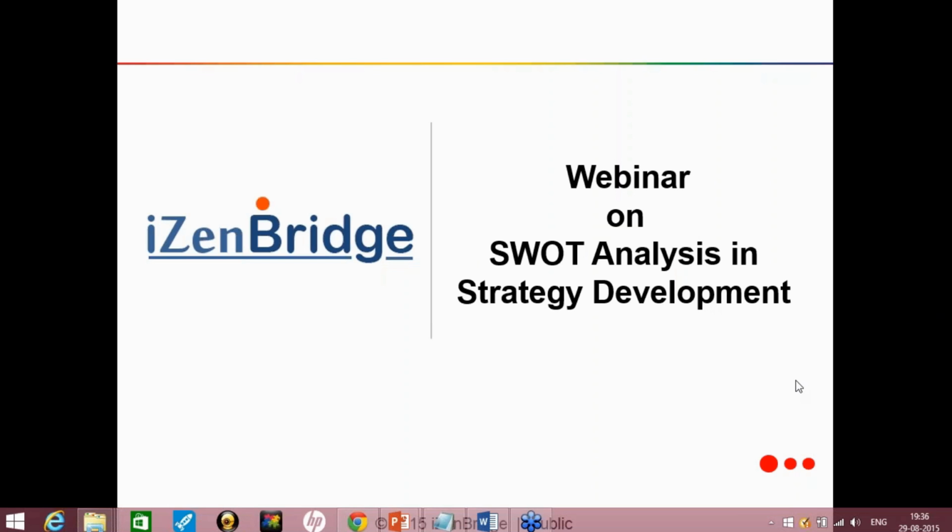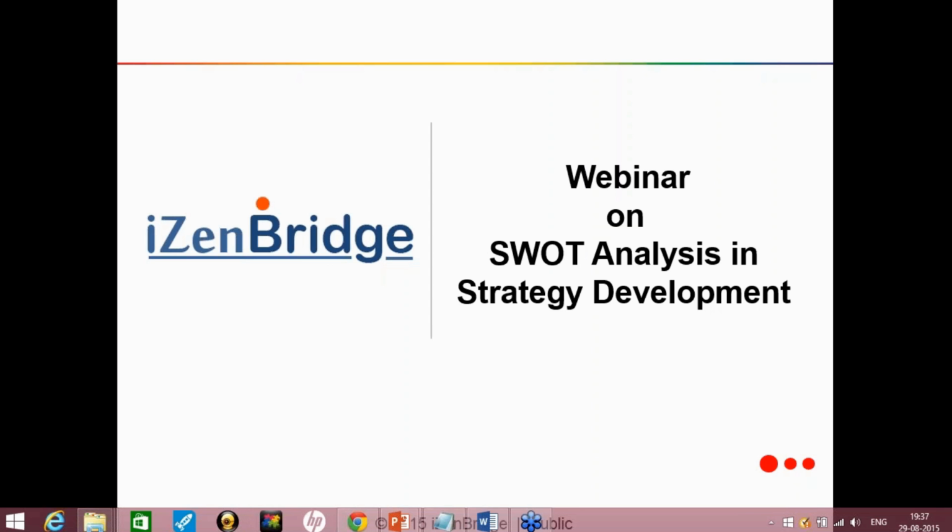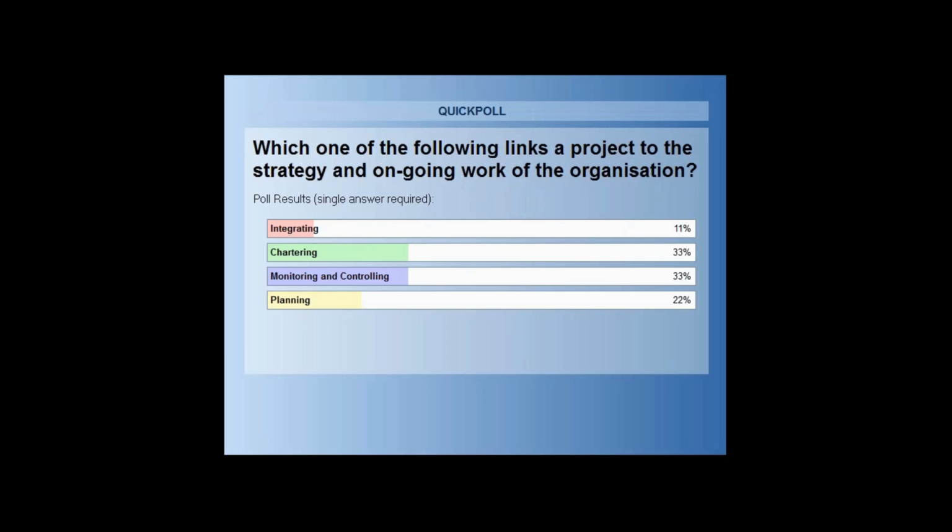My next query is related to which of the following links a project to the strategy and not the ongoing work of the organization. It means how a project is linked with the organizational strategic direction. A project includes a business need, which provides the strategic direction. I'm having 70% votes in and waiting for more. Great. So I'm closing the poll and sharing the results with you.